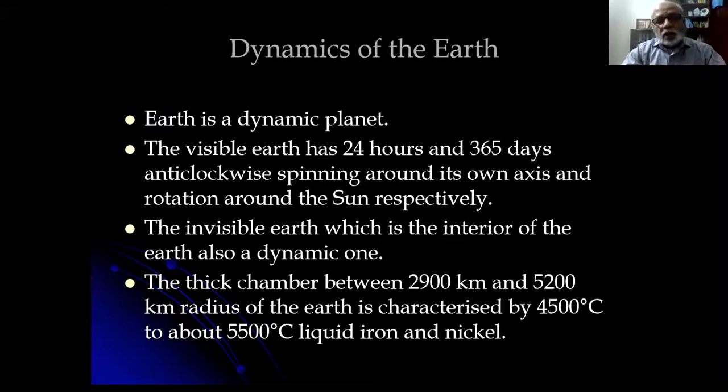The visible Earth, which we see, has 24 hours and 365 days, anti-clockwise spinning around its own axis, and rotation around the sun, respectively. So the visible Earth has 24 hours and 365 days, anti-clockwise spinning around its own axis, but the invisible Earth, which is the interior of the Earth, is also a dynamic one.